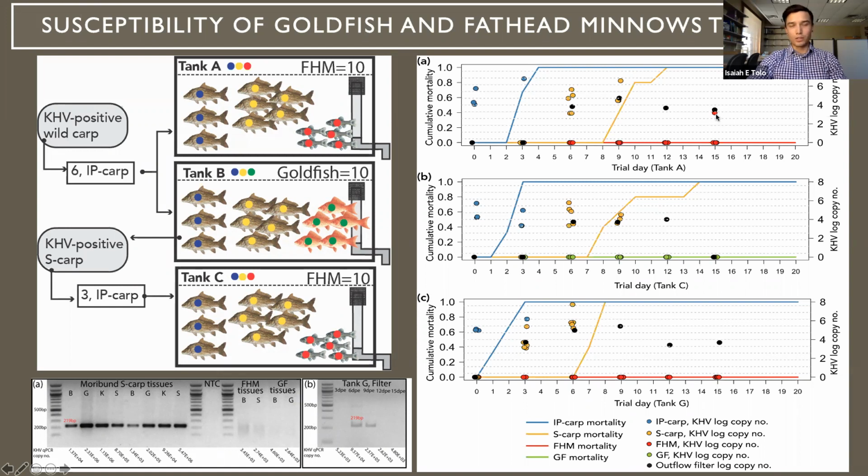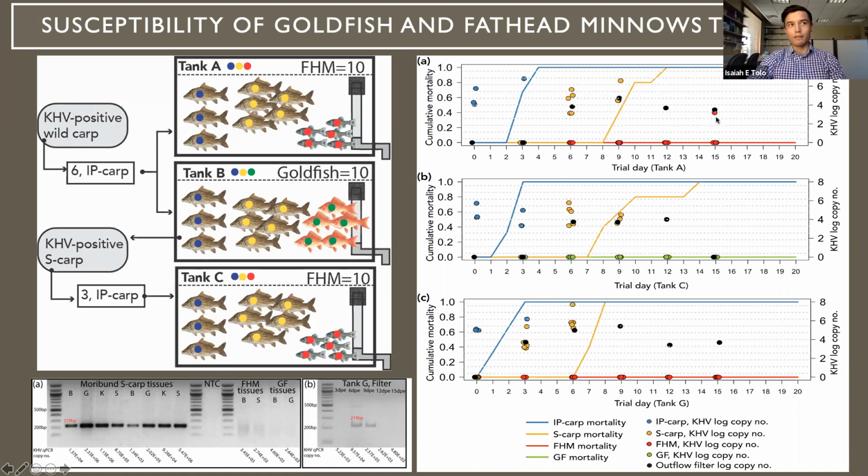So we repeated this trial just to make sure that we could see the same thing again, or whether we wouldn't. And we saw sort of a similar pattern, but we didn't actually see any KHV DNA in that. These black dots, by the way, are showing the viral load in this tank filter. So this is actually as the KHV cell viruses or infected tissues are kind of coming off of those carp and getting entrained in the filter mesh. So we were detecting some contamination, which is what we expected.